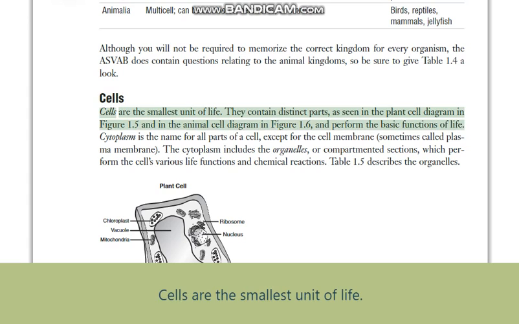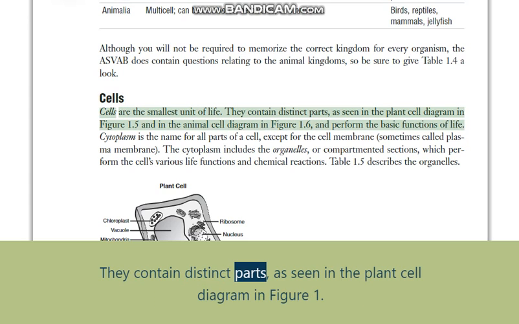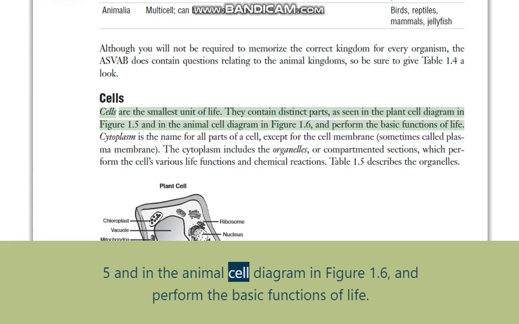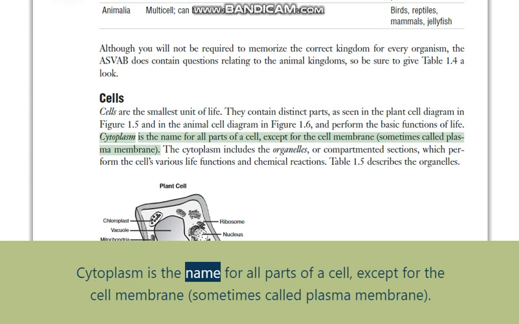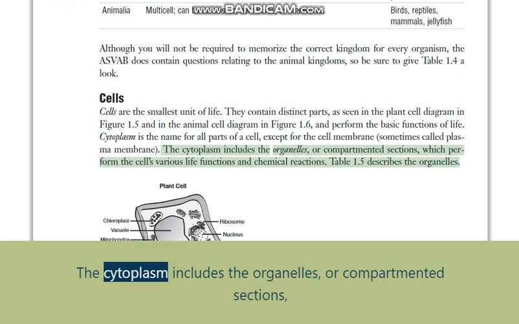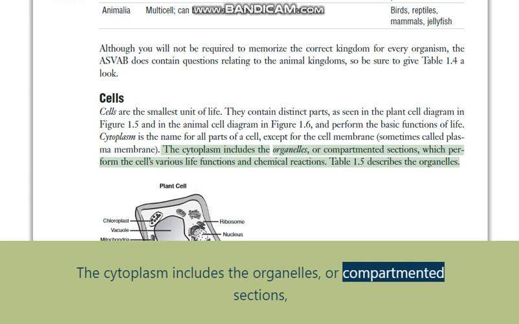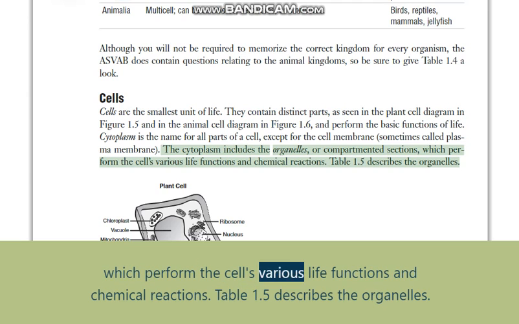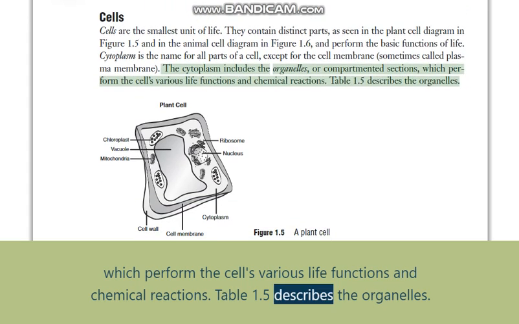Cells. Cells are the smallest unit of life. They contain distinct parts, as seen in the plant cell diagram in Figure 1.5, and in the animal cell diagram in Figure 1.6, and perform the basic functions of life. Cytoplasm is the name for all parts of a cell, except for the cell membrane, sometimes called plasma membrane. The cytoplasm includes the organelles, or compartmented sections, which perform the cell's various life functions and chemical reactions. Table 1.5 describes the organelles.